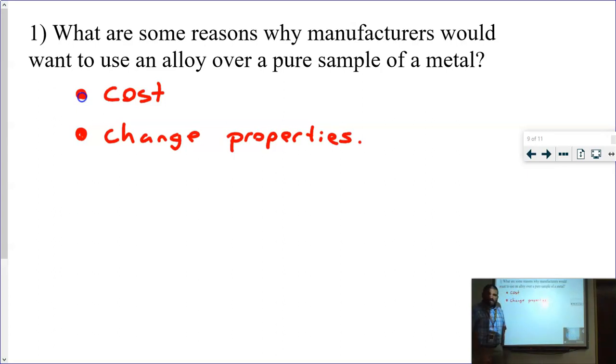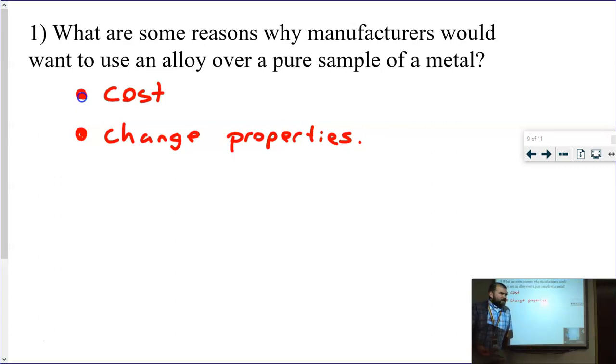Change the properties, right? For example, jewelry. If you had pure gold in jewelry, gold in its pure form is pretty malleable. You can scratch it, you can bend it. If it's thin enough, you can really mess with gold. So when you see a gold ring, there's other junk in there. It's not pure gold. They're adding other elements to lower the cost, but also change the properties, right?